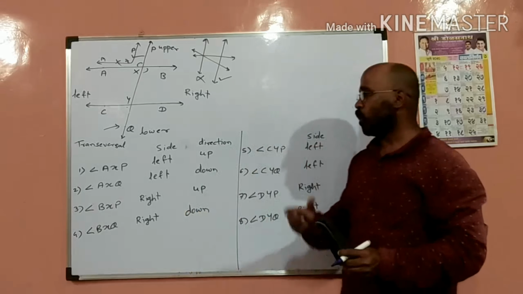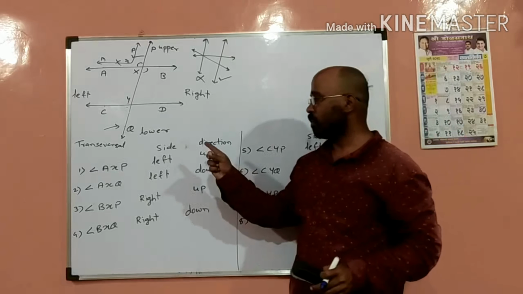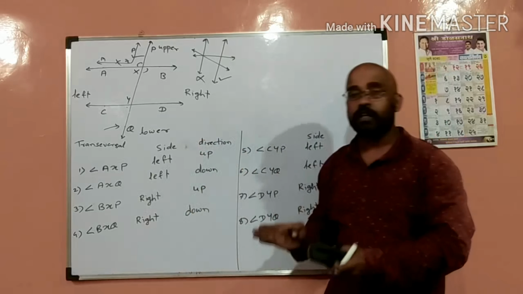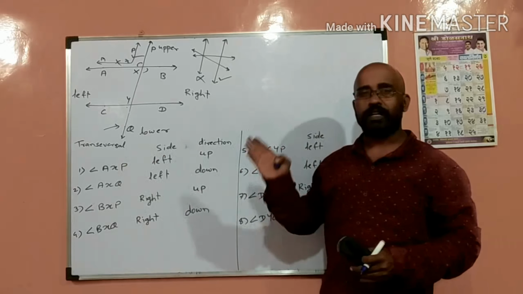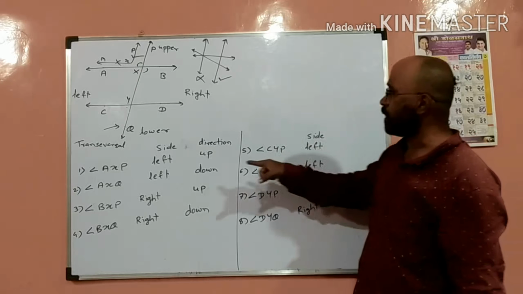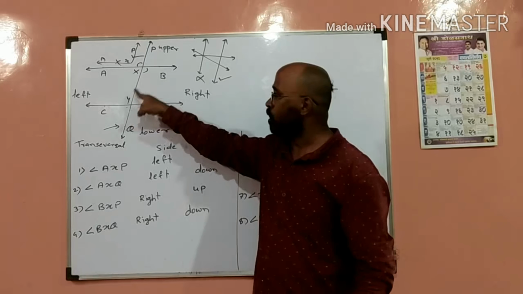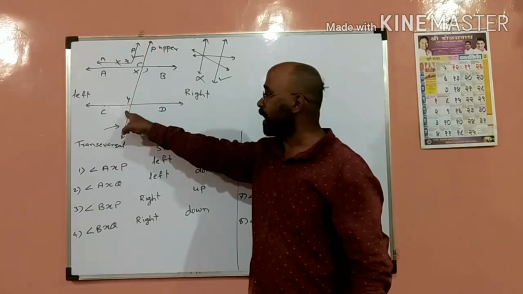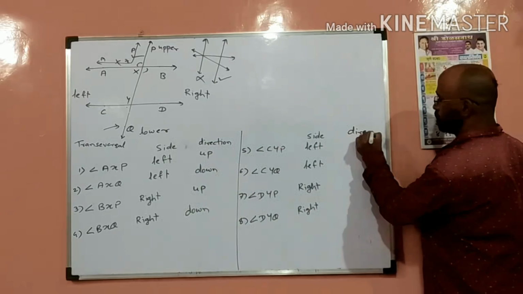Got it, students? So I am expecting you should write such kinds of figures: identify the transversal, write on which side, write their 8 angles, write the sides of the transversal on which these angles are lying, and the direction on the transversal of those particular angles. Let us see one more. Now CYP. CYP means this angle. Which arm is part of the transversal, CY or YP? Definitely YP. And what is the direction of YP? Up. So CYP is in the upper direction.